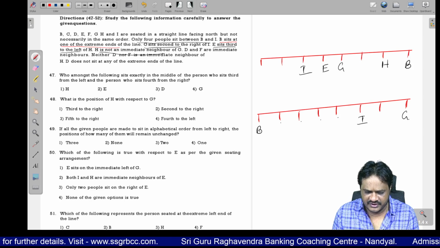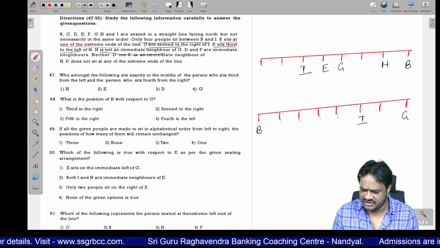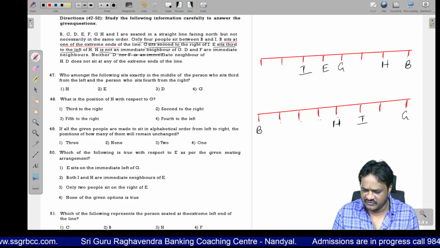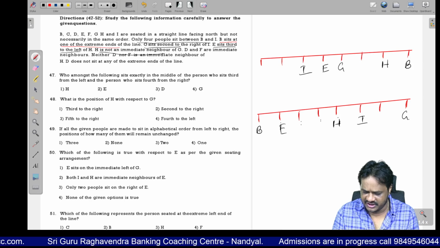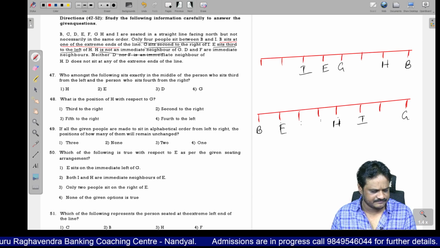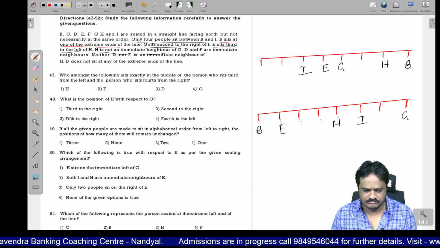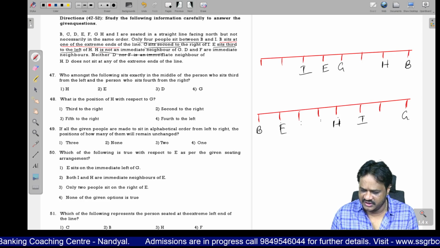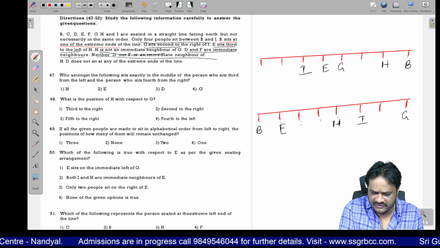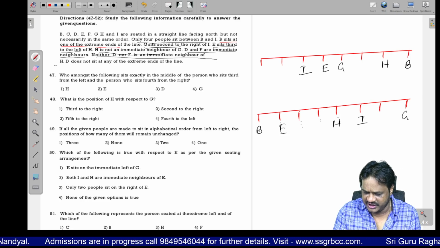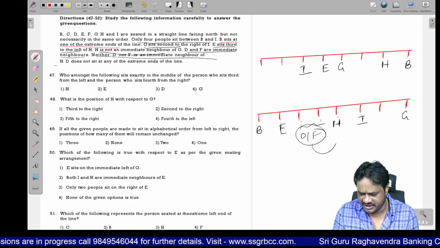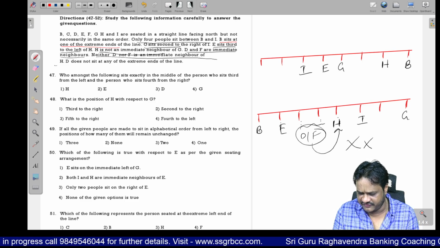Now, H is not the neighbor of G. Here if I write H, 1, 2, 3, here you will get E. Then D and F, they are neighbors. Neither D nor F is the neighbor of H. So D and F are neighbors, which means only here you can write D and F. But both D and F are not the neighbors of H. So this is definitely wrong.